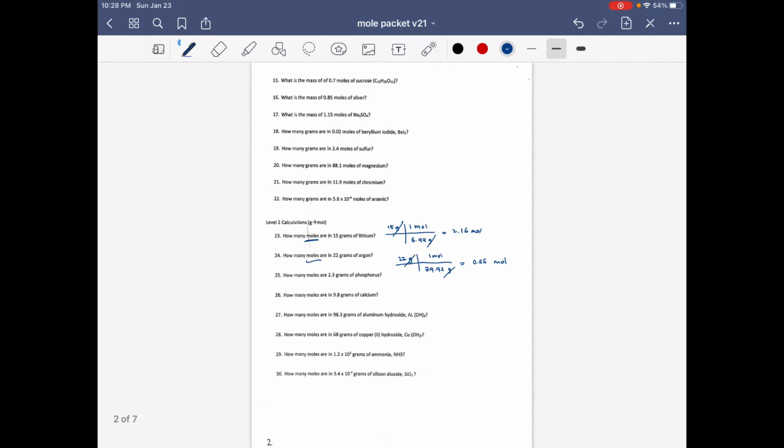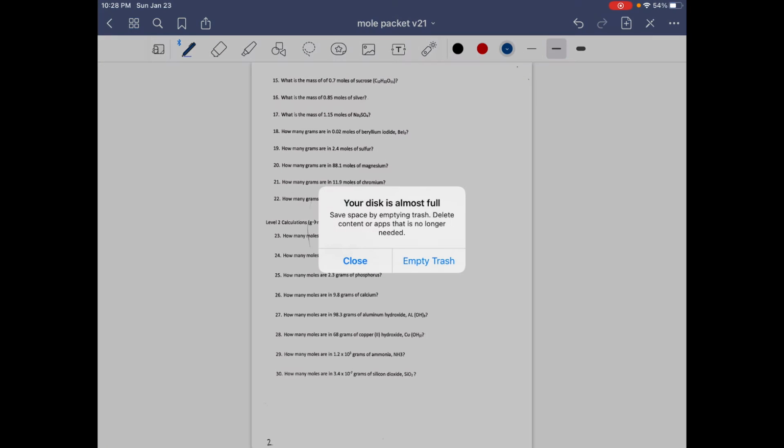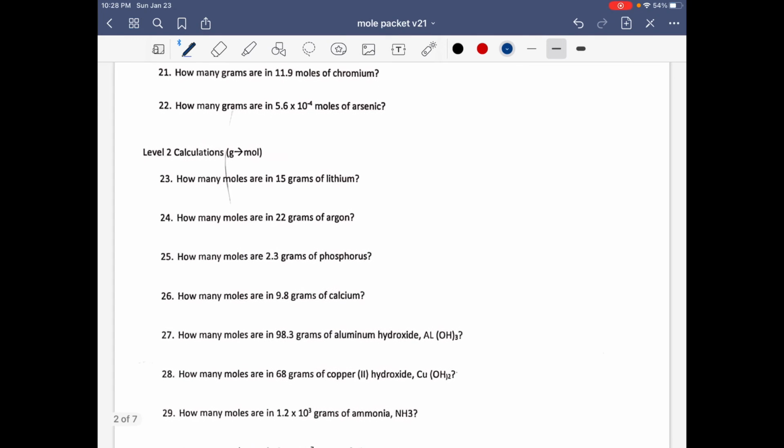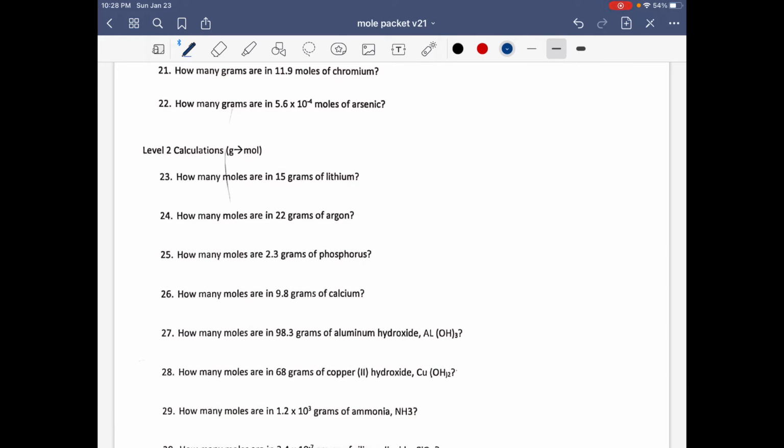Okay, so how many moles are in 15 grams of lithium? We have 15 grams of lithium. We need to put grams somewhere where it'll cancel out and put moles, which is what we're trying to find, where it won't cancel out. So I'm going to put grams on the bottom. 6.94 grams is how much 1 mole of lithium is. When you do this, that cancels out and you get 2.16. So that's how many moles are in 15 grams of lithium.